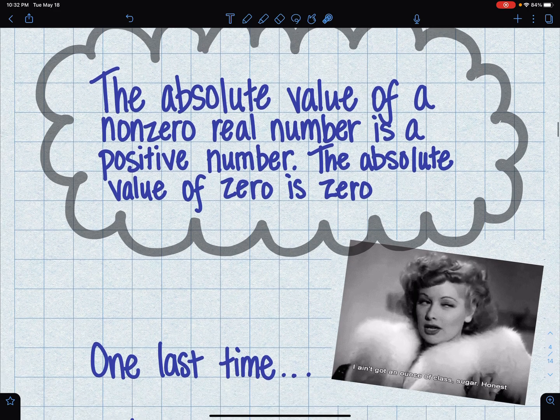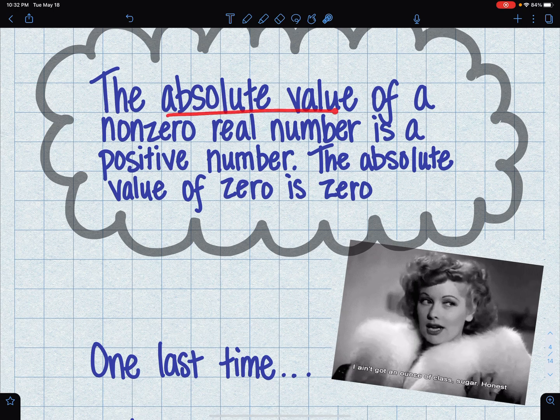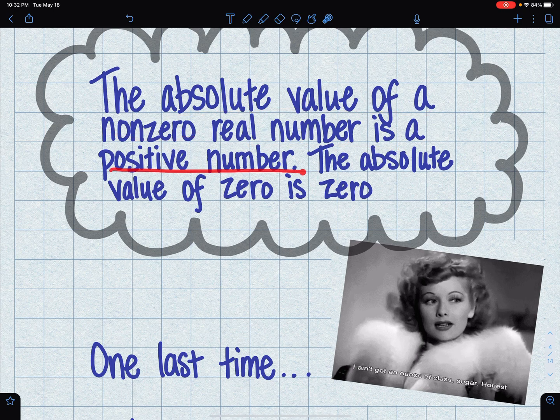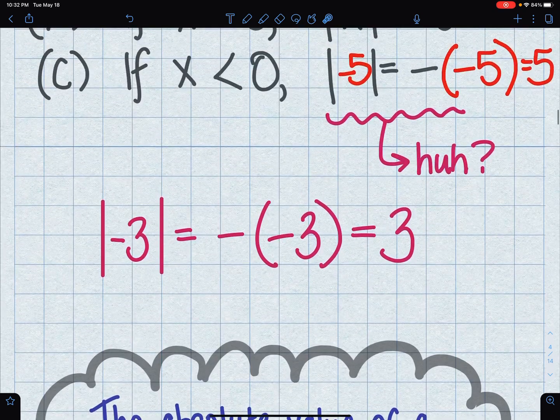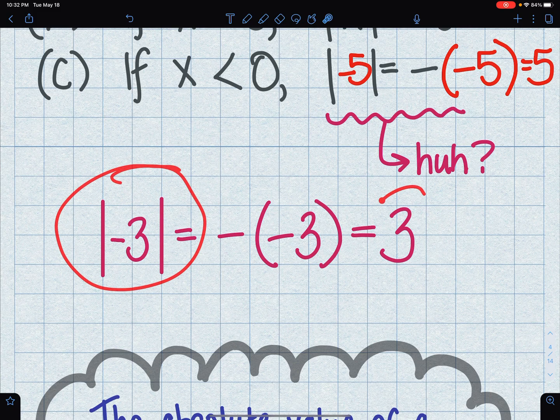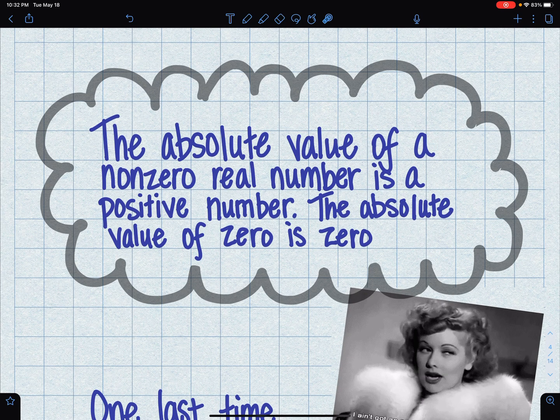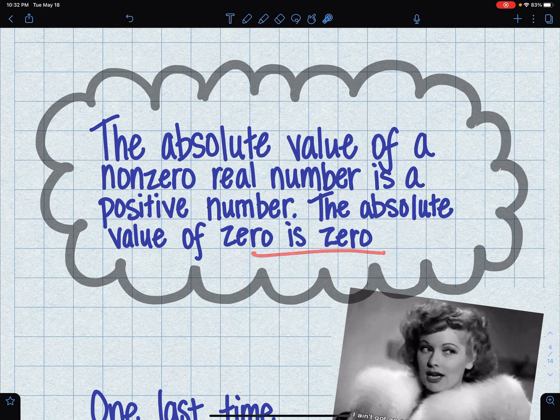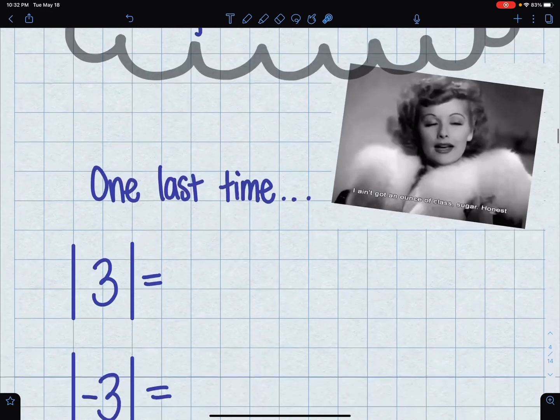Okay, so here we go. Formal definition. That's why I put this. She looks a little formal in this. So the absolute value of a non-zero real number is going to be a positive number. So even when you take into account this C, the absolute value is going to end up being a positive number because you're taking the opposite of that. The absolute value of a non-zero real number is a positive number. The absolute value of 0 is 0. Okay, so that's the rule. That's the formal definition. Easy peasy, right?